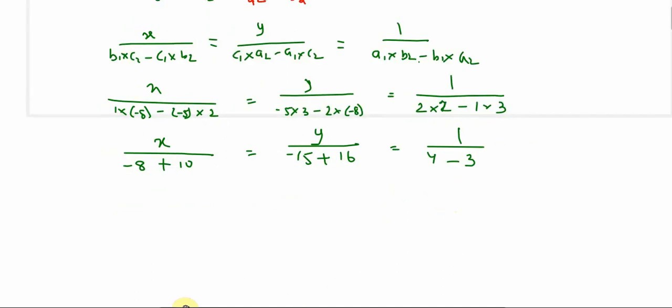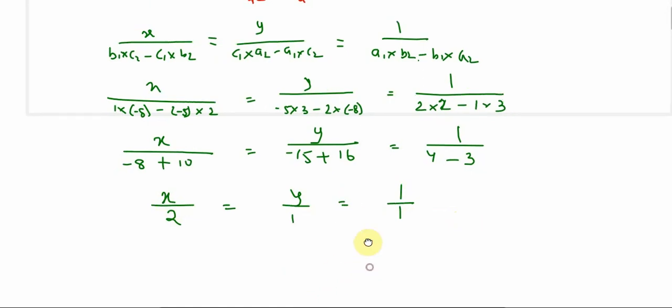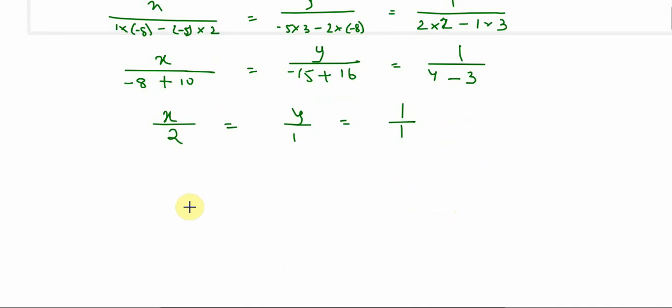So you solved it, this one, x by, it will be plus 2 because 10 is greater, y by plus 1 equal to 1 by 1. So now, what is the question we are told to solve, right? Solve means we need to find the value of the variable. So now in order to find the value of x, you will equal this x by 2 with constant term. That is, you will write this as x by 2 equal to 1 by 1.